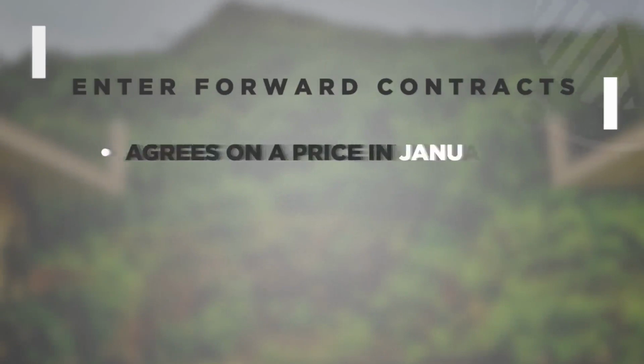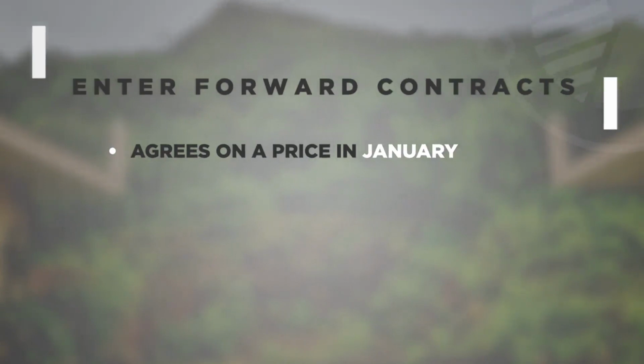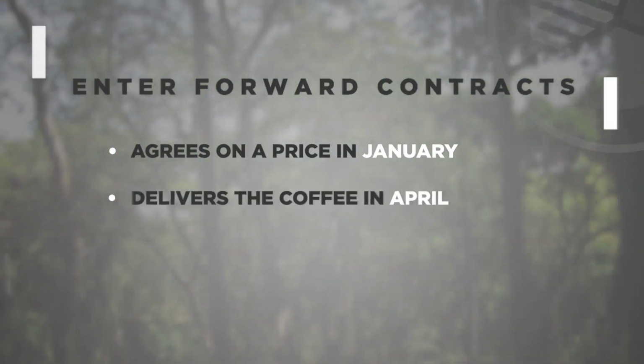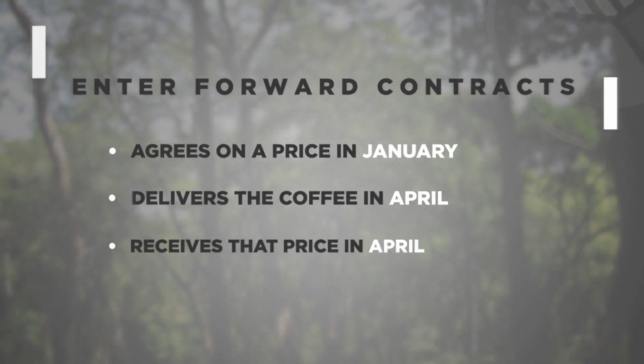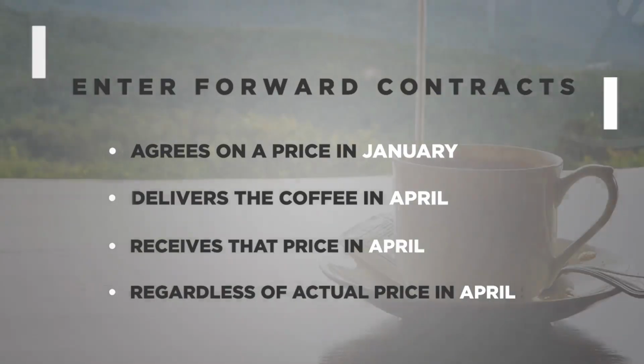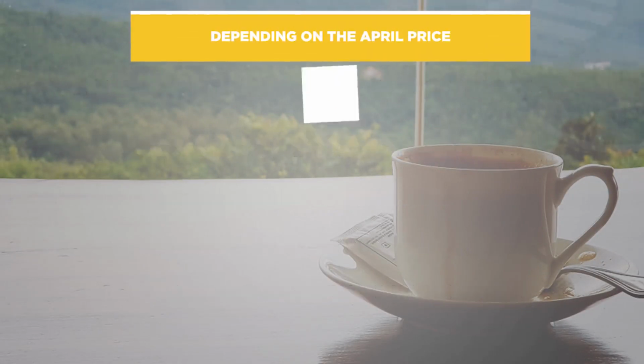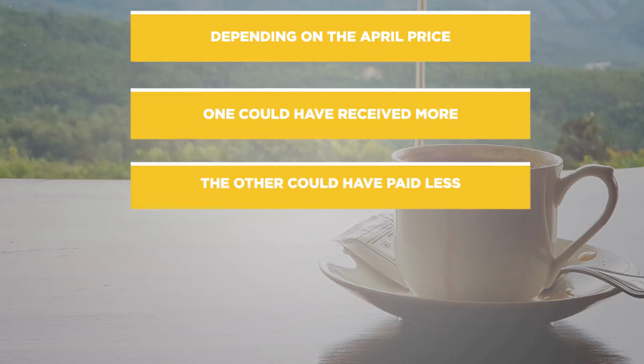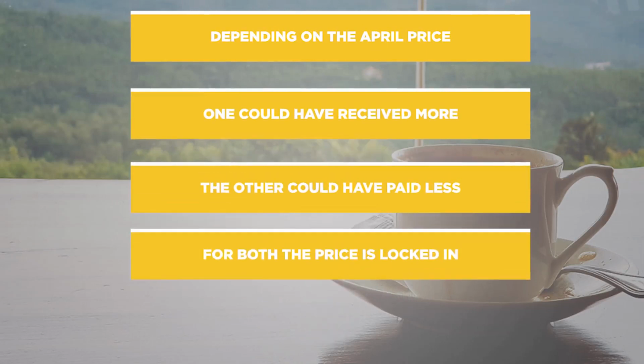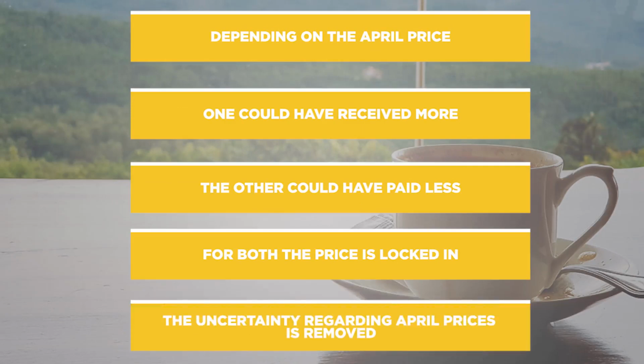The coffee grower agrees on a price today, January the 1st, but delivers the coffee in April and receives that agreed upon price in April. If the April spot price ends up higher, he still only gets the price agreed upon. Likewise, the Coffee Day franchisee pays a lower price than the higher April spot price and is happy. Both of them have locked into an amount to be received and paid in April. One could have received more, the other ended up paying less. But for both, the price is locked in. The uncertainty regarding April prices has been removed.